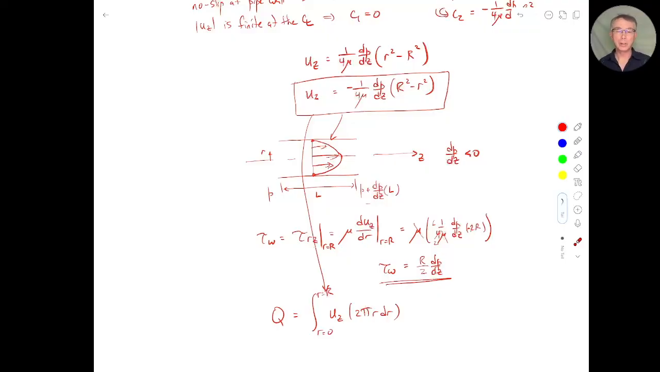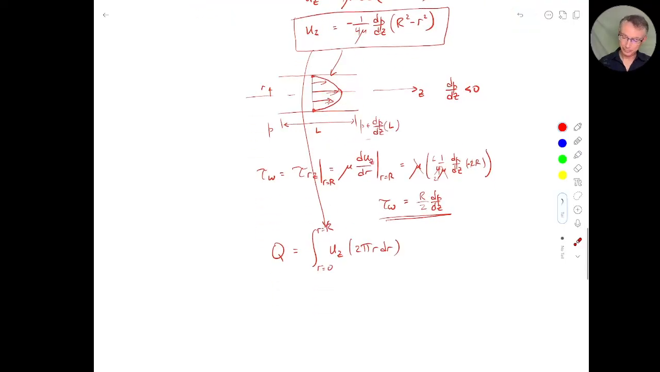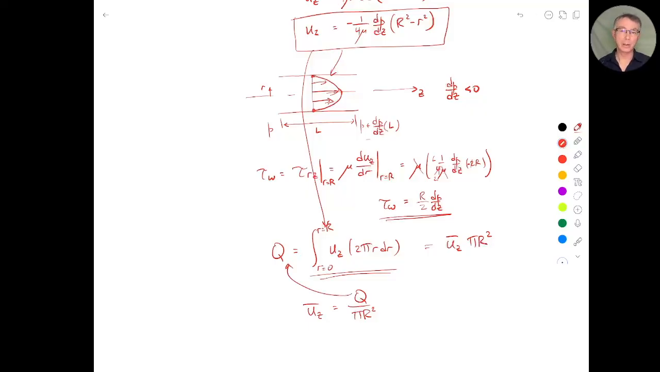So once you have the velocity profile, you can find things like the volumetric flow rate. You can find the wall shear stress. You can find the average velocity. For the average velocity, you want the volumetric flow rate to be the same whether you're using the real profile or the average velocity profile. The average velocity profile would look like this. It's the average velocity times the total area. So you could find the average velocity by just taking Q divided by pi R squared, where Q is just that expression up there. So you could evaluate that as well. I'm not going to do it here, but hopefully you get the idea.